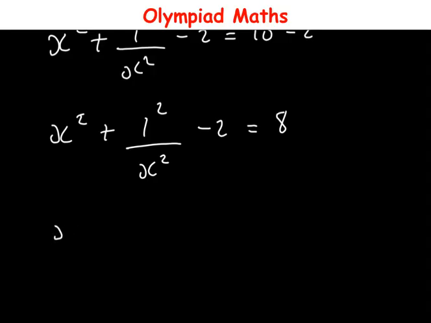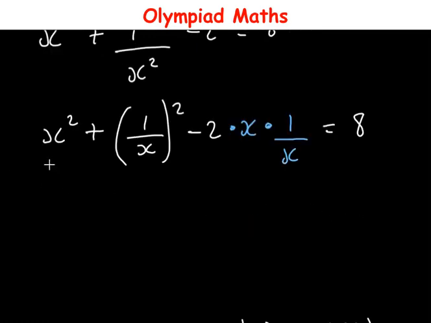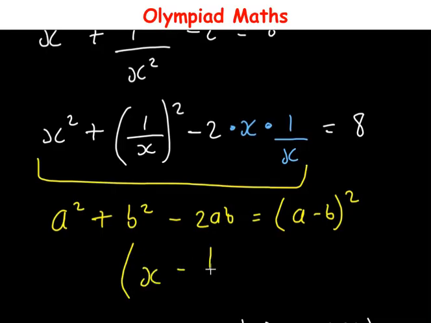We can express this as x squared plus in brackets 1 over x all raised to power 2, then minus 2. Then we are going to apply a trick: simply multiply this by x and also multiply this by 1 over x and equate it to 8. So looking at this right here, it is in the form of a squared plus b squared minus 2ab, and this is equal to in bracket a minus b all squared. So this equation then becomes in bracket x minus 1 over x all squared, which equals 8.